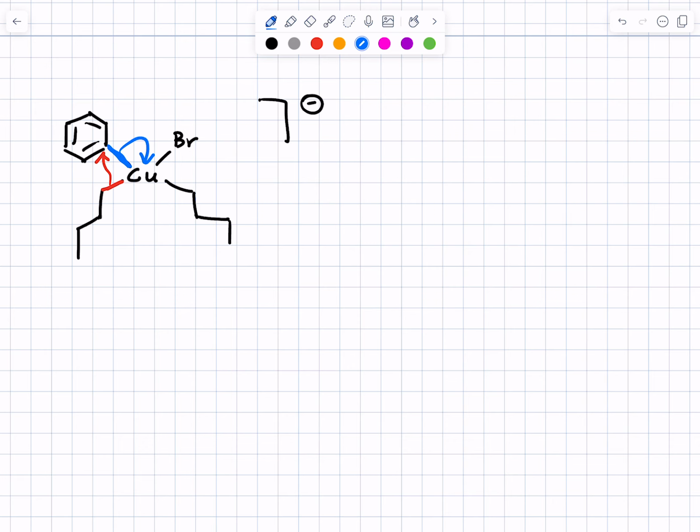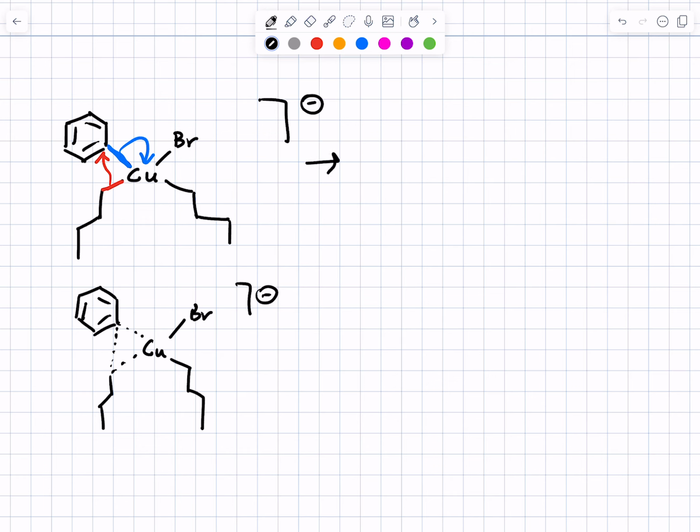Now, I've showed the arrows that way. It would be totally fine to show the arrows this way. In fact, you can't tell the difference between those 2 options. So however you like to show it, the transition state would look something like this: a dotted line for the carbon alkyl copper bond, a dotted line for the carbon benzene bond, and then a dotted line for the new sigma bond that's being formed. Overall complex would still be negatively charged.